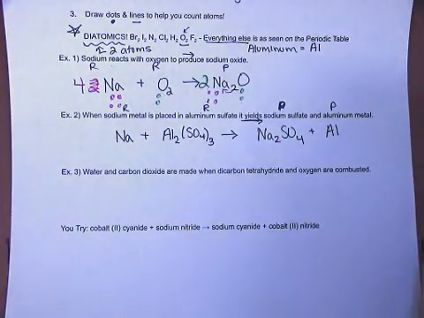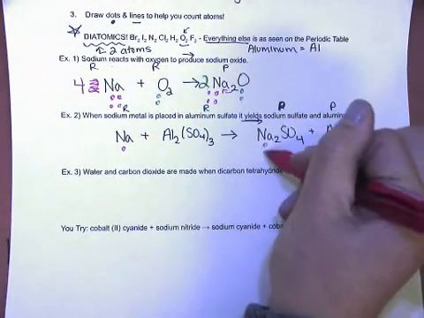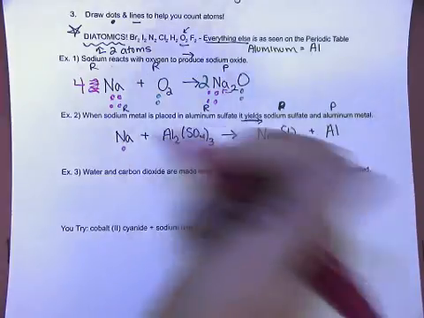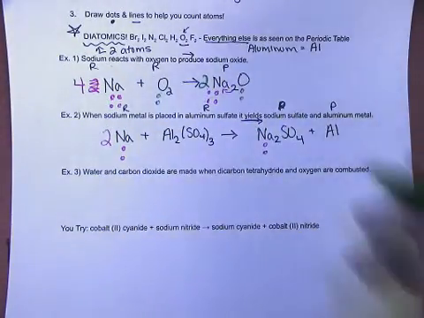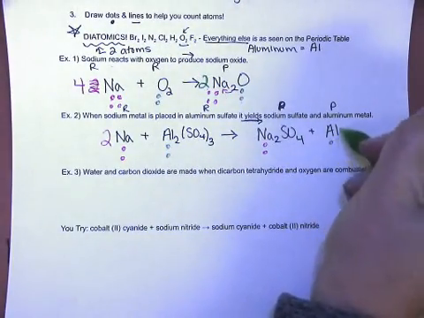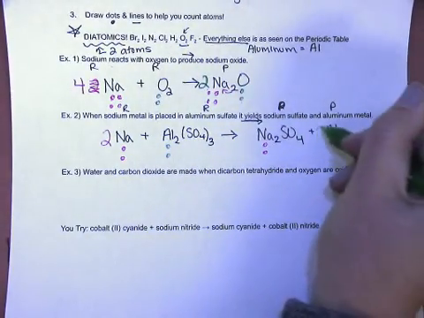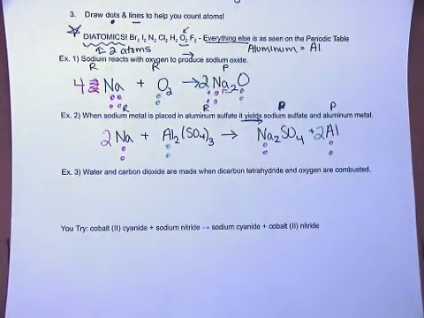Now I go ahead and count my atoms. 1 sodium here, 2 sodiums here. So that means I add a 2 in front to get my 2 sodium atoms. 2 aluminums here, 1 aluminum on the right. So I added 2 in front of my aluminum, so I have 2 aluminums and 2 aluminums.